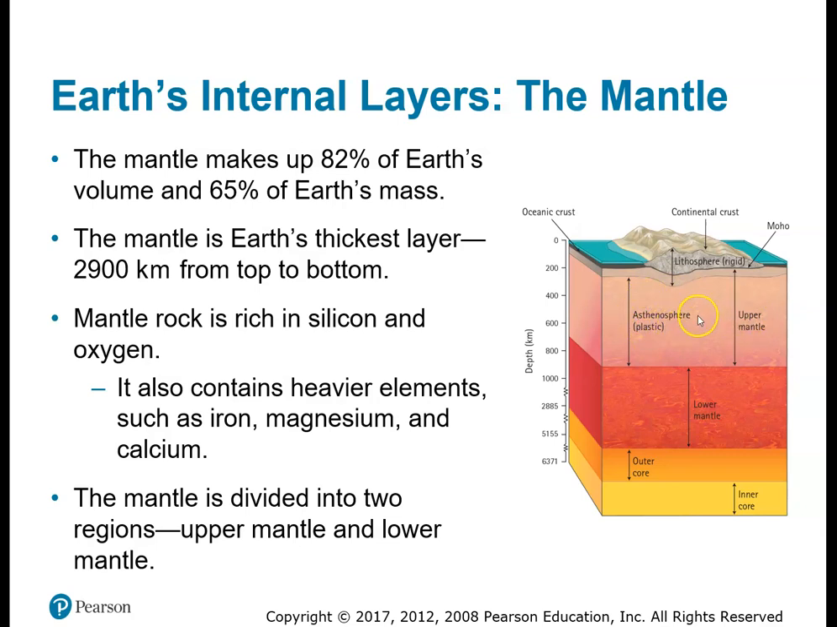The asthenosphere acts more like a plastic. And of course the mantle is very rich in silicates, which are silicon and oxygen. We talked about those back in chapter 20. And there's other stuff in there too: iron, magnesium, and calcium. There's also things like sulfur, sulfur dioxide, all sorts of wonderful things.